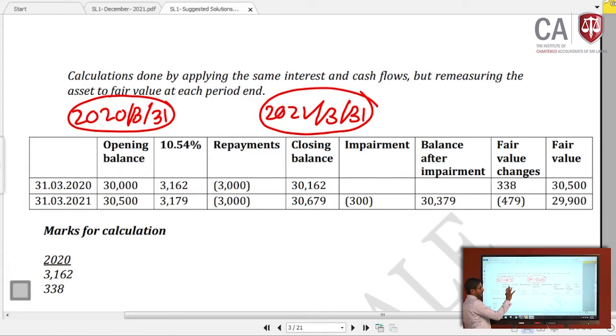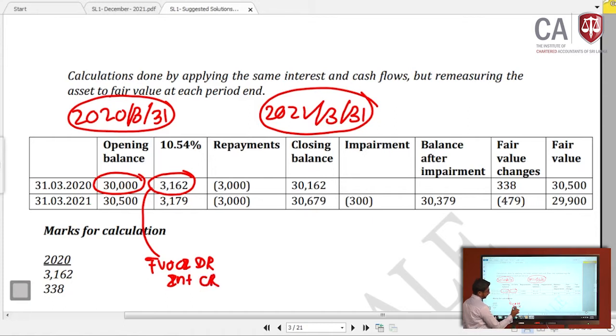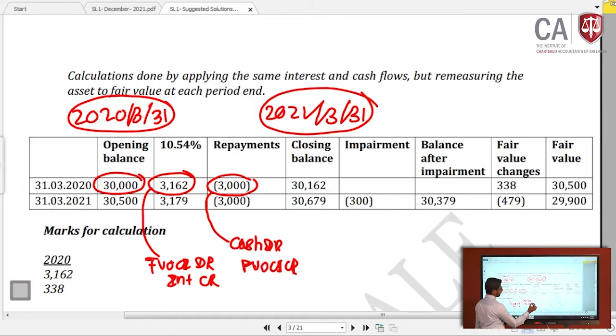Here student, I am preparing a schedule like this. I am starting with the opening balance 30,000 and interest. So the double entry: fair value through OCI investment debit, interest income credit in P&L, right? And repayment. If I am going to write a double entry for the repayment, what would it be? Cash debit, fair value through OCI investment credit. Why? I am receiving money, this is the amortized cost formula, right? I am receiving money and that's how I am going to record.